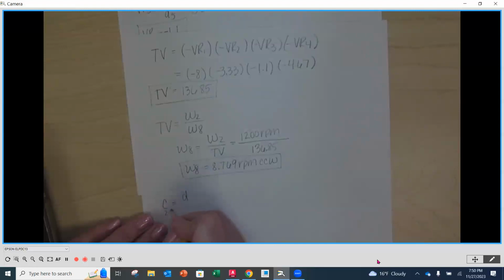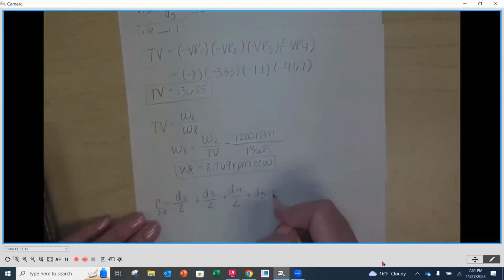This is going to be from 2 to 8. So we're going to have D2 divided by 2 plus D3 divided by 2 plus D4 divided by 2 plus D5, okay, no divide by 2, plus D6 divided by 2 plus D7 and then plus D8 divided by 2.